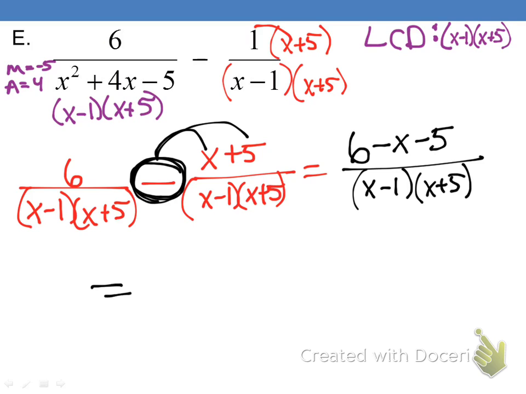All right, now you can go ahead and combine like terms. What's happening up top? You get 1 minus x, right? Because we have 6 minus 5. The 6 and the 5 are like terms. Everybody see that? This guy and this guy. Okay?